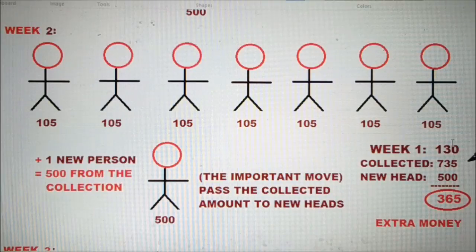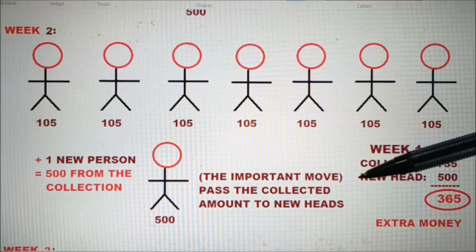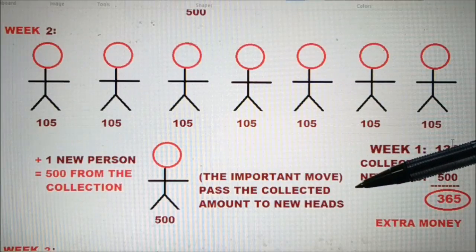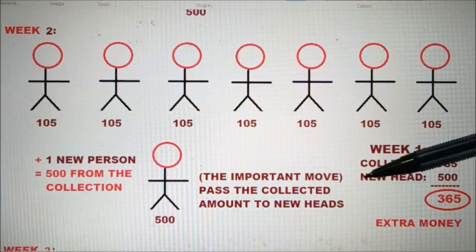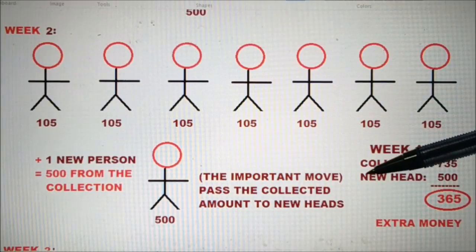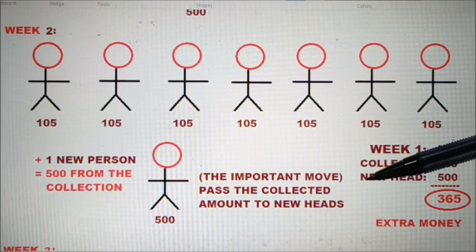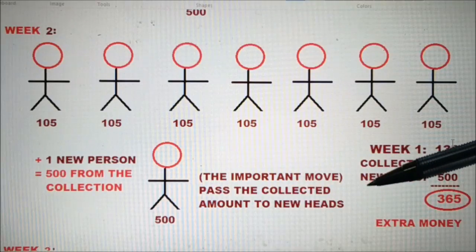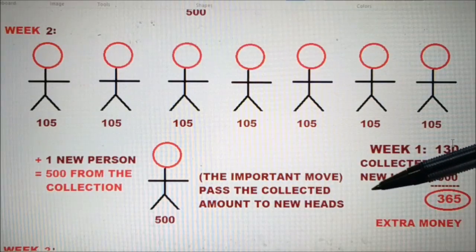So, 865 minus 500, we have 365 left. This 500 will be allocated to our new head. Okay. The important thing and the strategy of this investment is to pass the collected amount to the new heads so that it will grow and grow and grow. It will grow non-stop. Okay? Pass the collected amount to the new heads.